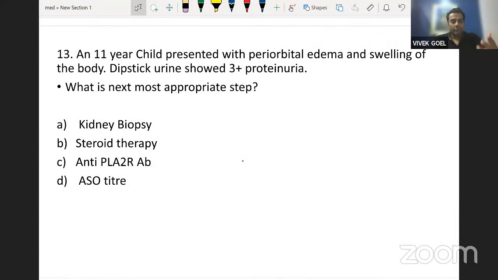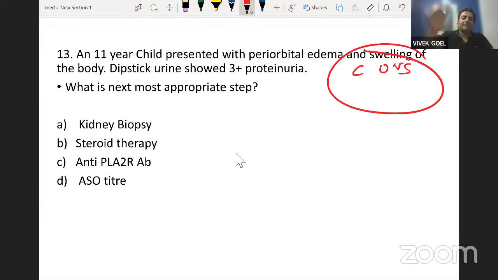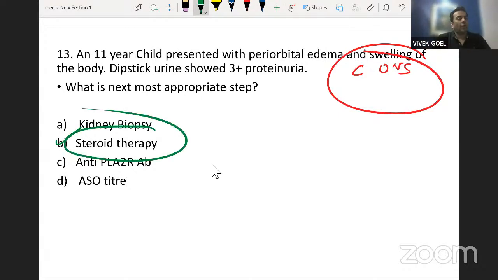Coming to the next question, an 11-year-old child presented with periorbital edema and swelling of the body. The dipstick urine showed 3+ proteinuria. So basically, it is a childhood onset nephrotic syndrome. What is the next best step? Again, the options were very scattered. But in a childhood onset nephrotic syndrome, the most probable etiology being minimal change disease, you do not do a kidney biopsy. You straight away treat the patient with empirical steroid therapy. And only if there is steroid resistance do you go for a biopsy. Or if there is frequent relapse or whatever, that's a separate story. So steroid therapy is the next best step. This is a very straightforward question.